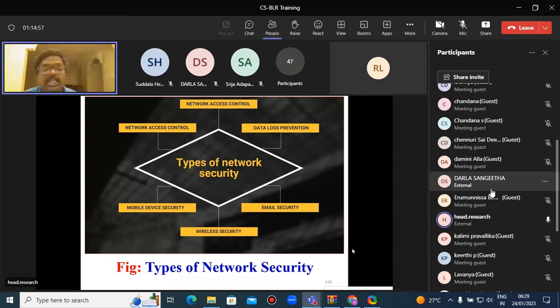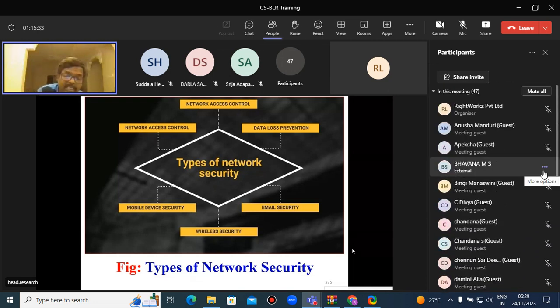Mobile device security: at the mobile level, how you are protecting mobile device data like sensitive data or any kind of bank data, how you are providing security to the mobile device. Email security: for email also we need to provide security. If you take the Google company, they have email security. Then wireless security: whenever you use a Wi-Fi connection, don't use free Wi-Fi, because they can access your data. These are the types of network security.